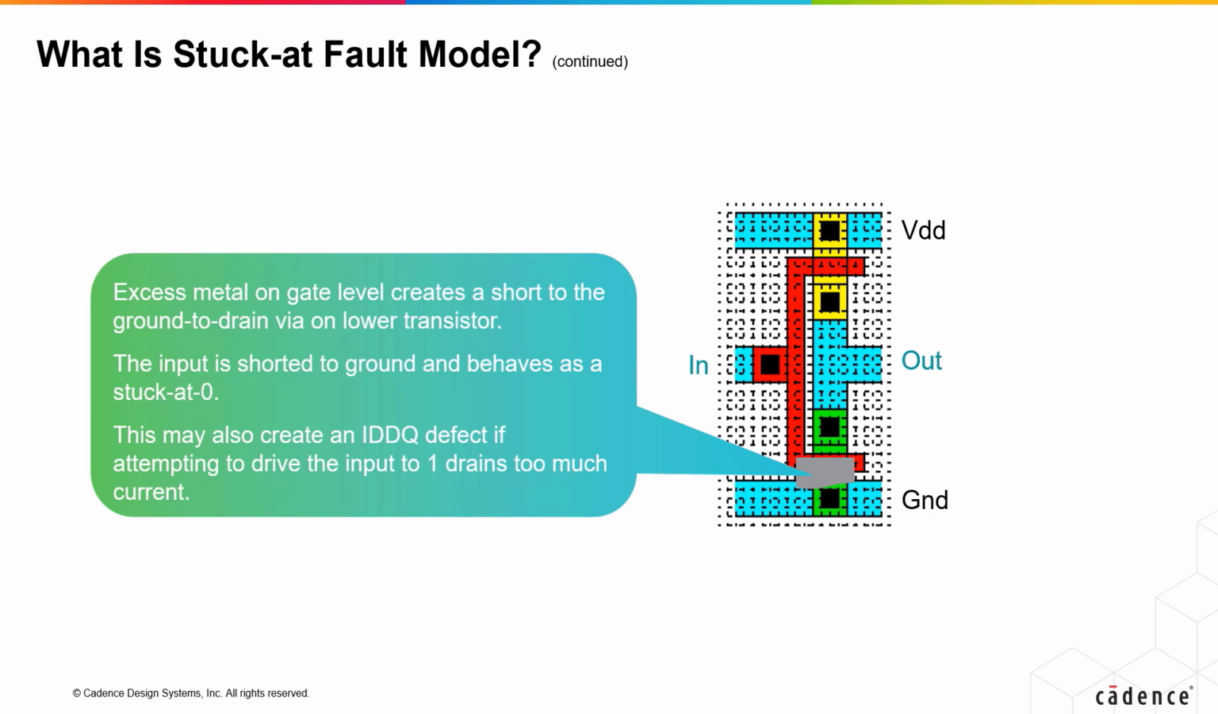Its fault behavior is the gate input stuck at 0, or, equivalently, the gate output stuck at 1, for the static logic tests. Note that the short may also create other abnormal behaviors. In IDDQ testing, an attempt to drive the input to this inverter high will cause excess current. There may be other abnormal behaviors in other test modes.